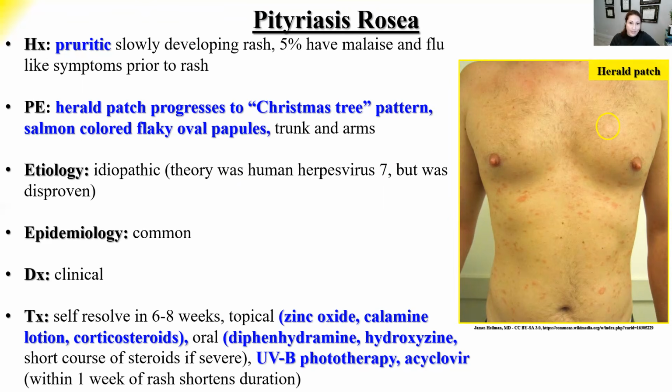It's an annoying one for patients because it takes 6 to 8 months to get better. Topical treatments for this, if it's localized, you can use a zinc oxide, a calamine lotion, corticosteroids. We can also use oral medications like diphenhydramine, hydroxyzine to control the itch. We can do a short course of oral steroids if it's really severe and bothersome to the patient. UVB phototherapy has been shown to decrease the itch associated with this disorder. And then interestingly, acyclovir given within 1 week of the rash can actually shorten the duration. So that's an interesting thing, it was proven that it was not a viral rash, but we can use acyclovir.